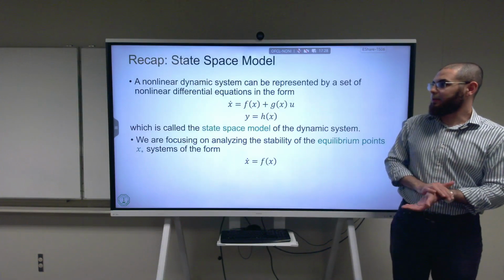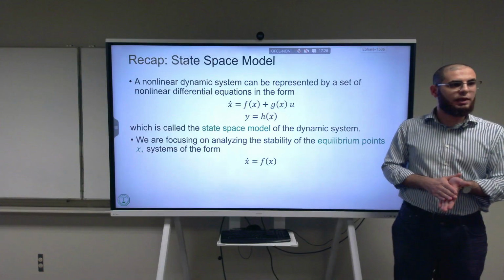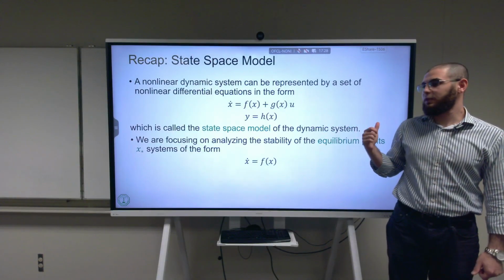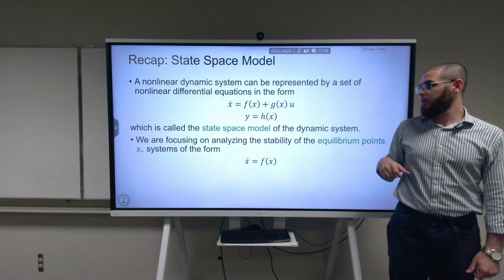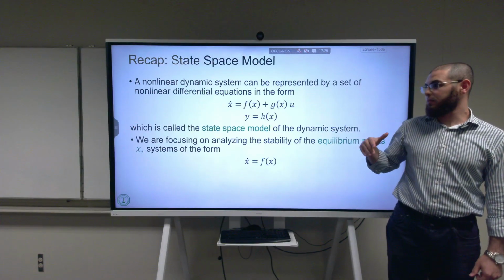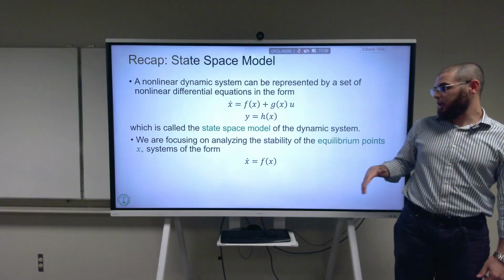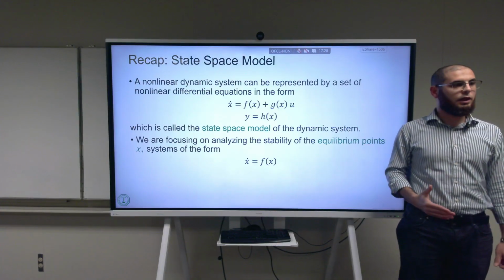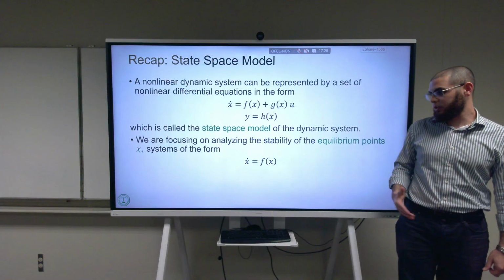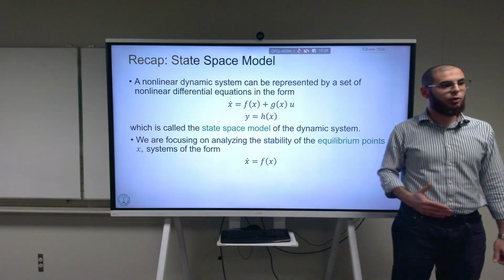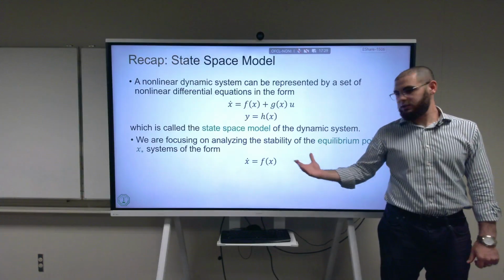So recap, state space model. We're looking at systems of this form: x dot is equal to f of x plus g of x u, and you have an output equation. This is the state space model. And we focused on analyzing the equilibrium points of such systems. So we forget about the input u, and then we looked at x dot equal to f of x.